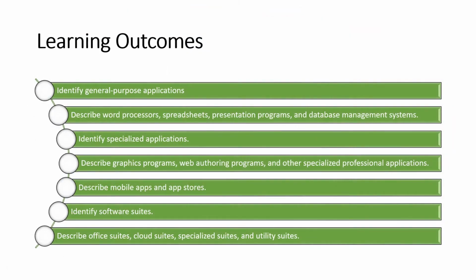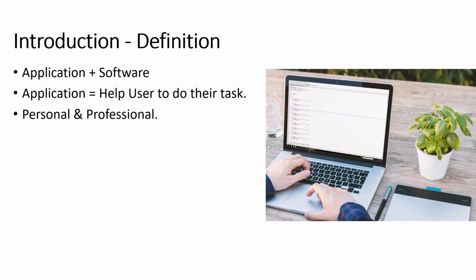Okay, these are the learning outcomes of this chapter. First of all, we look at the introduction, application software. So what is application software? Application refers to the task that the user needs to do. Application software is software that helps users to do their task. In terms of task, it can be a personal task, and also it can be a professional task to do their work in the office.